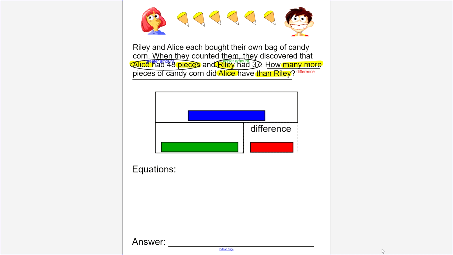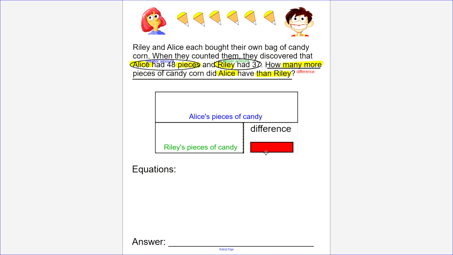Who has the greater amount, Alice's candy or Riley's candy? Yes, Alice's pieces of candy is the greater amount. So who has to be the lesser amount then? Yes, Riley's pieces of candy is the lesser amount.